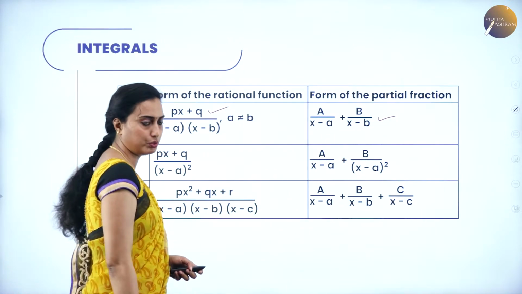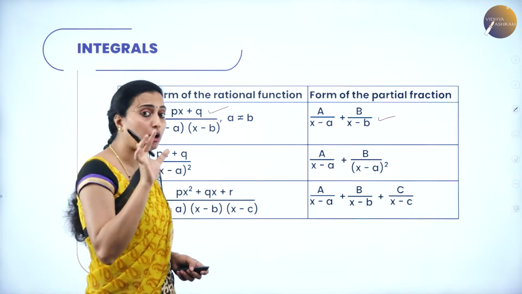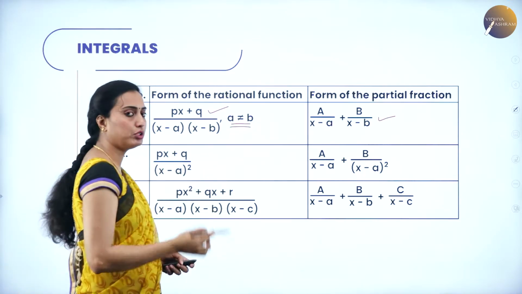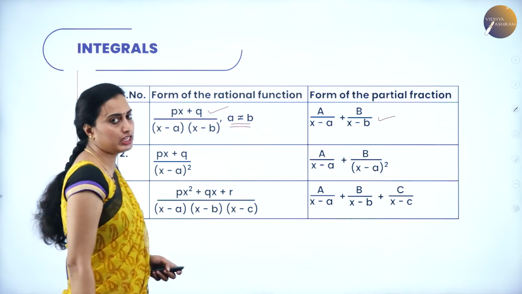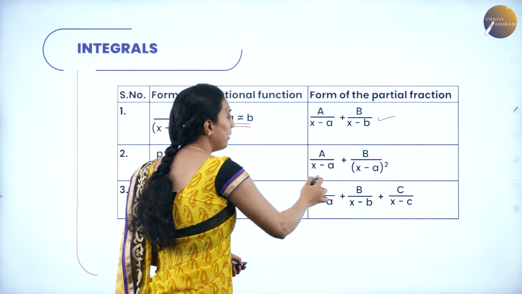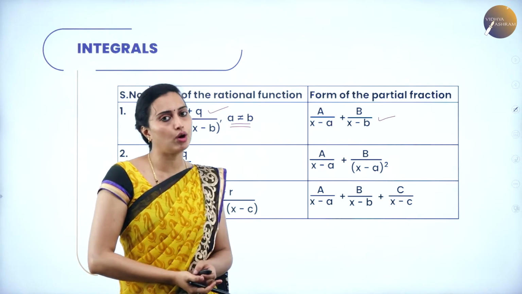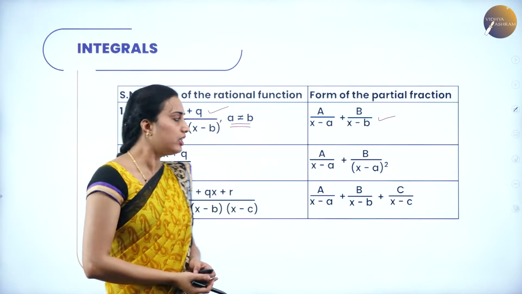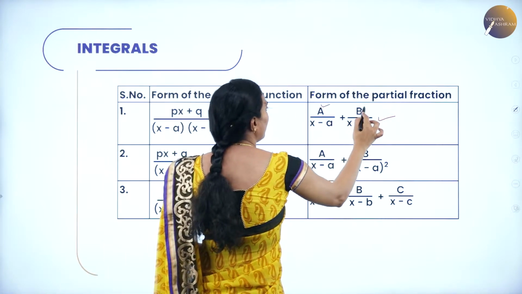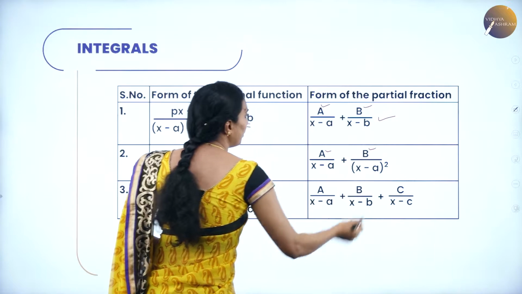Remember this, dear students. Then the second form: if it is in the form px plus q divided by the denominator x minus a whole squared. That is why they gave the condition a not equal to b earlier. If a equals b, it comes to this form, x minus a whole squared. How do we write the partial fraction in that case? You can write A divided by x minus a plus B divided by x minus a whole squared, where A and B are constants, dear students. Why? Because here the denominator has degree 2, and degree 2 means you introduce 2 constants.